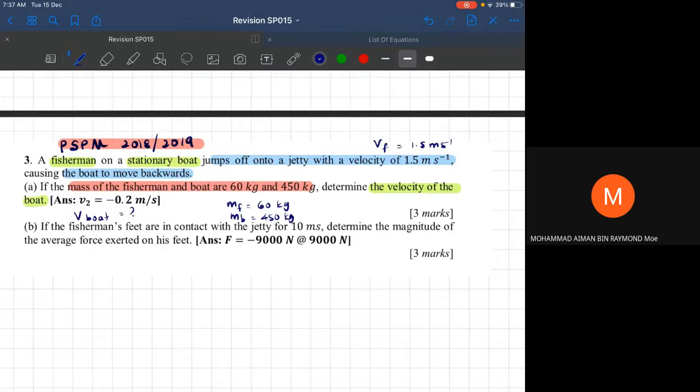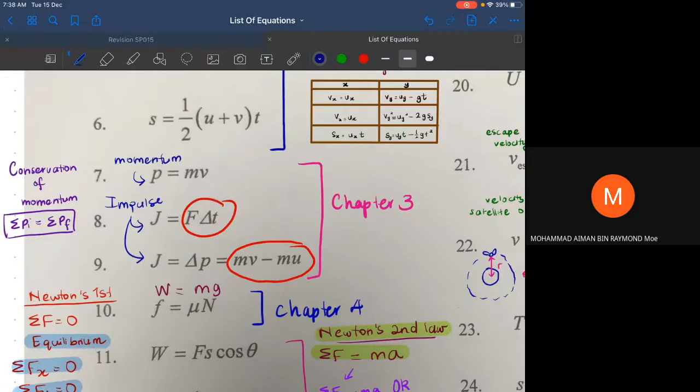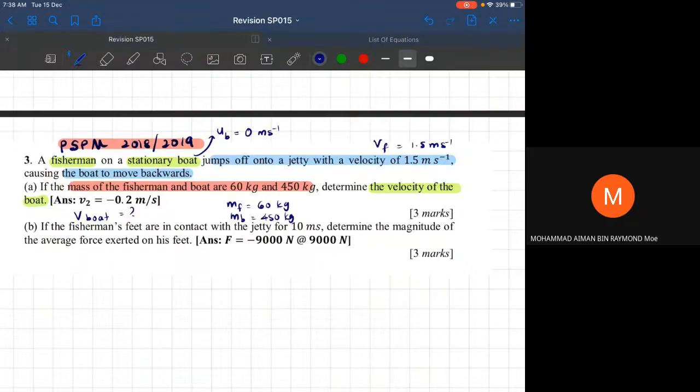Here, if you see mass, velocity, stationary, and there is information about stationary, the velocity of the boat must be initial. Because it asks for final, so the stationary one must be initial, 0 ms^-1, okay. So now when you see initial velocity and mass, we are talking about conservation of momentum, where initial momentum equals final momentum.